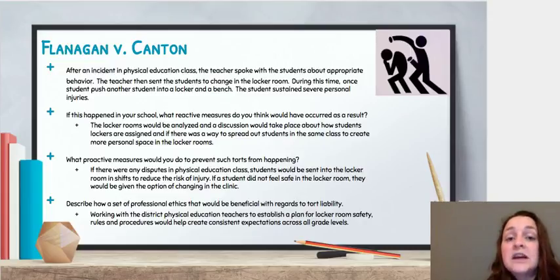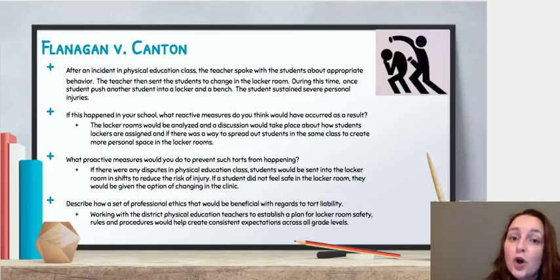So this teacher dismissed the students to the locker room. At that point, students got into a disagreement, and a student was pushed into a locker and then a bench and did sustain some severe personal injuries. Now, if this happened at my school, I would first look at the locker room and figure out, is there a way to change how students' lockers are assigned?